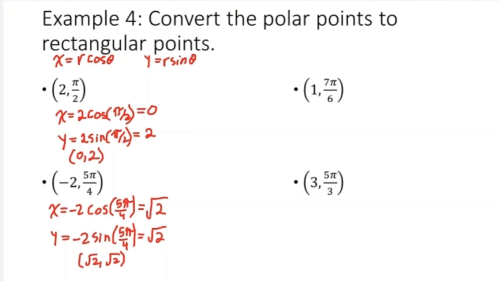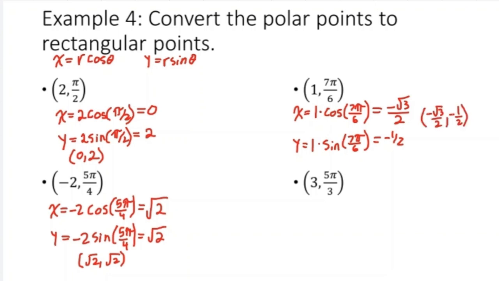Next, we'll convert the point (1, 7 pi over 6) using our formulas from before. x would equal 1 times cosine 7 pi over 6, which is negative root 3 over 2. y would equal 1 times sine 7 pi over 6, which is negative 1/2. So our point (1, 7 pi over 6) in polar coordinates is equivalent to (negative root 3 over 2, negative 1/2) in rectangular coordinates. Next, we'll convert the point (3, 5 pi over 3) from polar to rectangular.